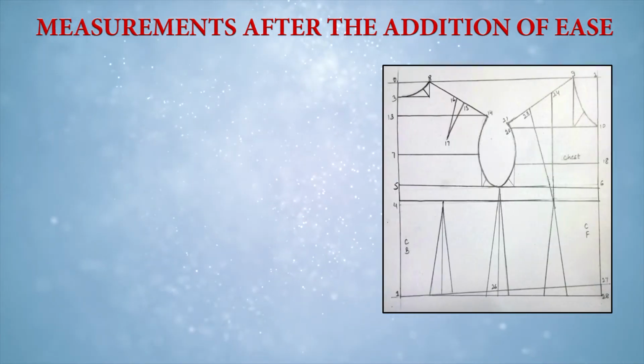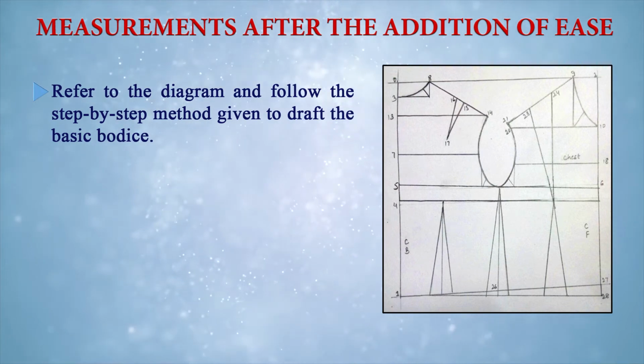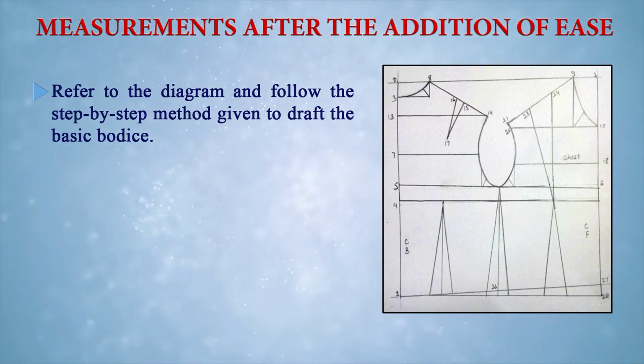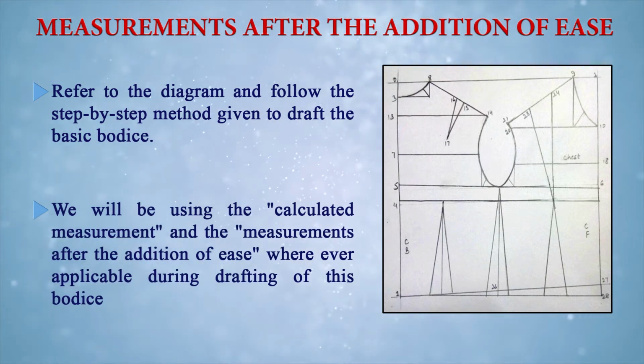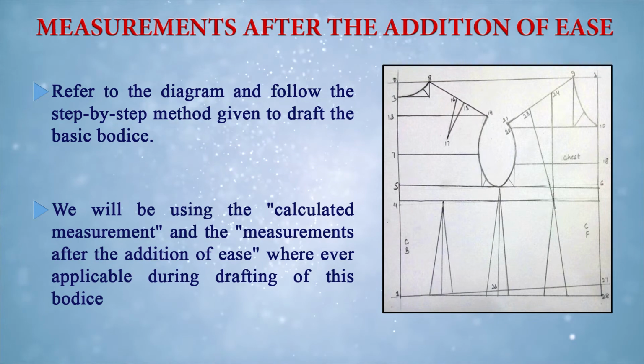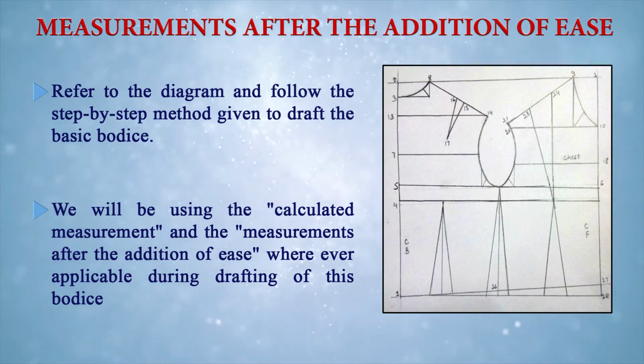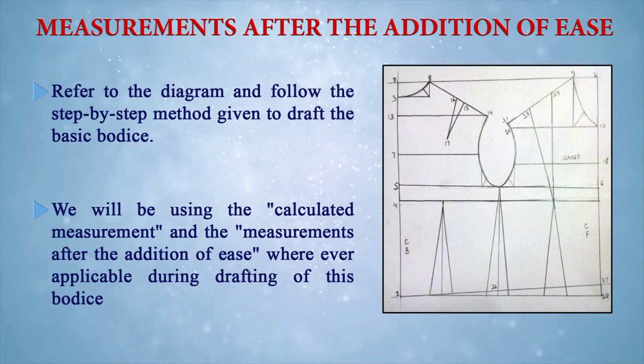As you can see, you can refer to this diagram and follow the step-by-step method given to draft the basic blocks. We will be using the calculated measurement and the measurement after adding ease wherever applicable during drafting of the bodice. So we will use the actual measurement and the derived measurement both, wherever applicable. Then how will you start developing a bodice pattern?